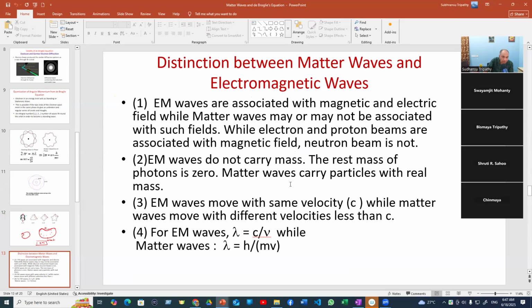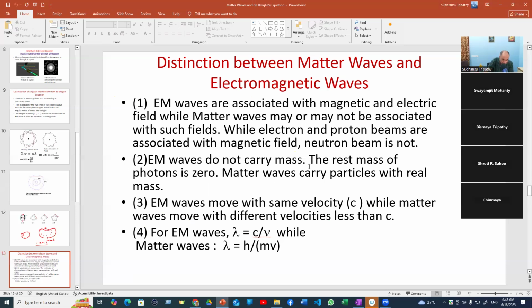So matter waves may or may not. An electron moving, yes, a moving charge is producing a magnetic field. Moving alpha particle, moving proton, they produce magnetic field. But moving neutron does not.